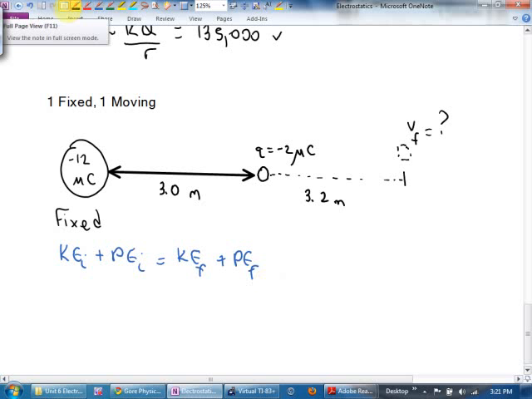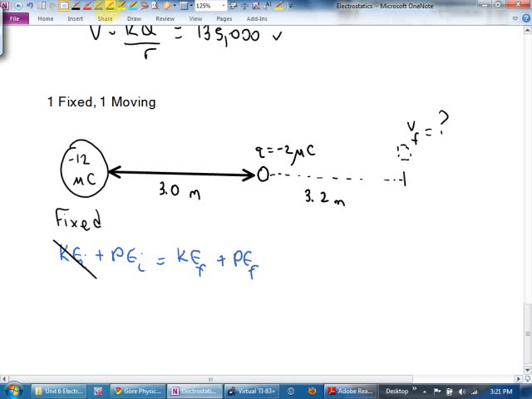Initial kinetic is zero. Final kinetic, no. Initial potential, no. Final potential, no. Although I would move this guy by itself to get the kinetic. Well, let's actually write out the equation first, so that we don't panic our brains.